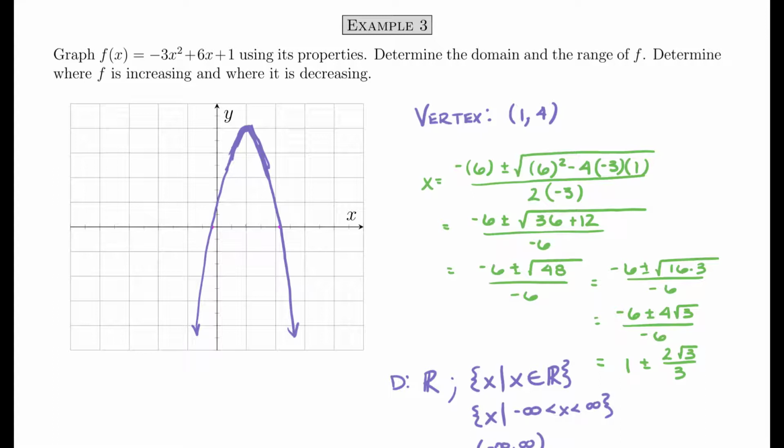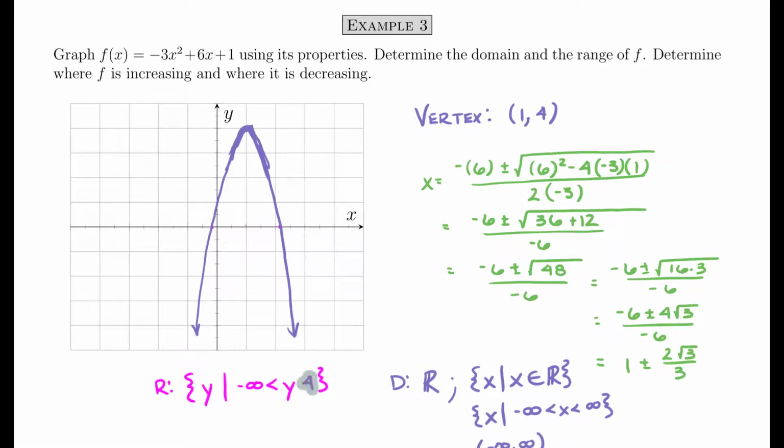Now the range on a quadratic is also equally simple to find. If the graph opens down, which is what we have in this case, it's always going to be negative infinity to the y-coordinate of the vertex. If the graph opens up, then it will be the y-coordinate of the vertex to positive infinity. So in our case, the graph does open down, so our range will be from negative infinity to positive 4.